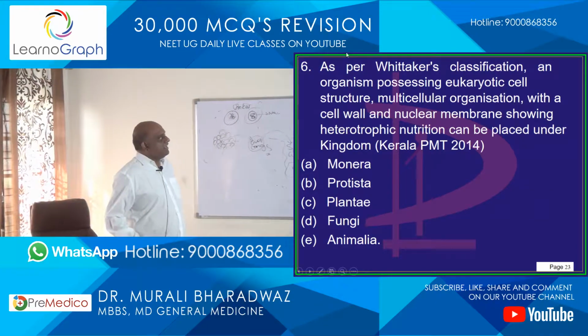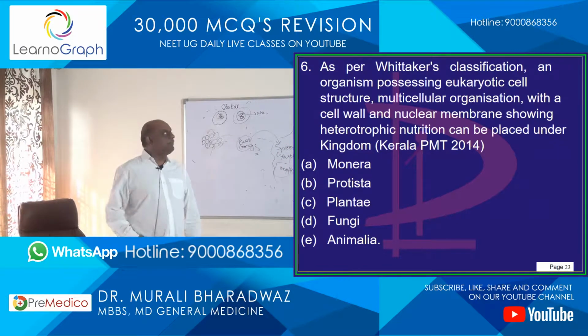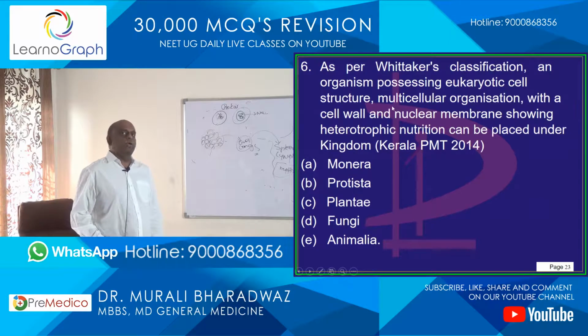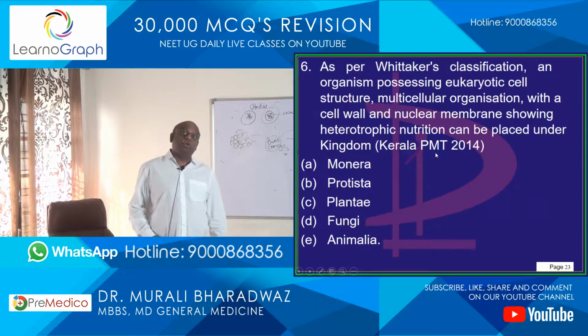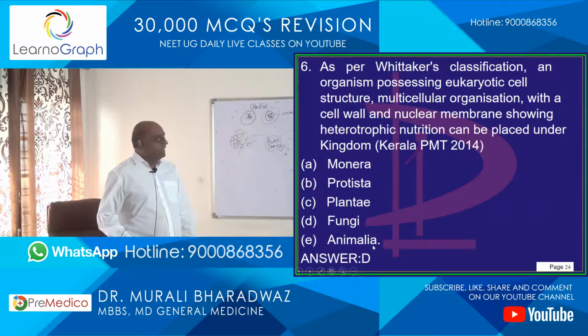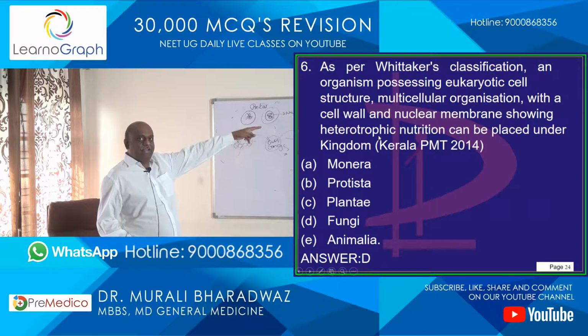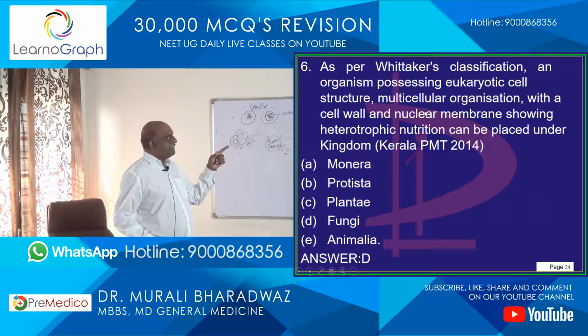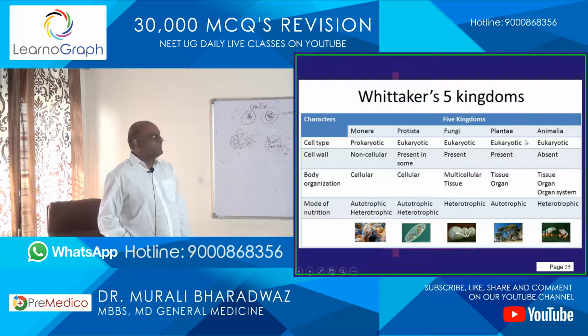Now, as per Whittaker's classification, once more, a question was asked in the Kerala PMT exam. In Whittaker classification, an organism has a eukaryotic cell, is multicellular, has a cell wall, has a nuclear membrane, and it also can do heterotrophic nutrition. So, what would you call this? This is a fungus. Why? Because fungi are saprophytic. They are heterotrophic. So, therefore it is fungus. But if you only say they are eukaryotic, multicellular and autotrophic, then the answer would have been Plantae, right? So that is what you should remember.